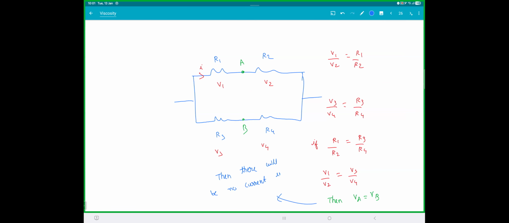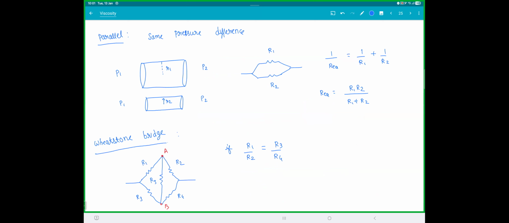Right, if you connect a resistor between A and B, you can just remove it. So basically that's your bridge. If R1 by R2 is R3 by R4, then R5 can be removed.